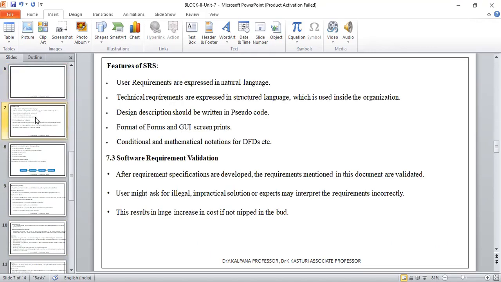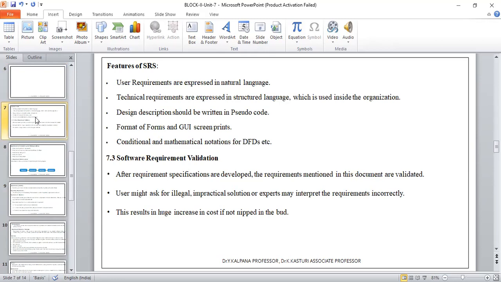What are the features of the SRS? Yes, user requirements are expressed in natural language, definitely. Technical requirements are expressed in structured language that is used inside the organization. They will have structured language like pseudocode and some diagrams, showing which module, what functions are inside the modules, the overall structure, and how they divide into components. Then the design description should be written in pseudocode. It is not false code.